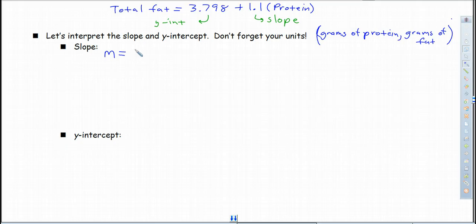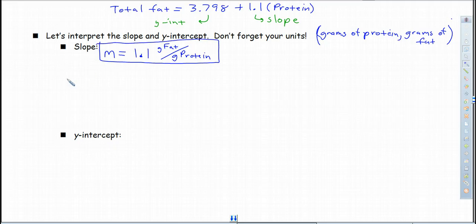So here we have our slope. We just said the slope was 1.1, but I want to make sure we get the units on it. So is it the x over the y or the y over the x? We know that it's the response y over the explanatory x. In this case, we're going to say grams of fat per gram of protein. So that would be the slope with the units.